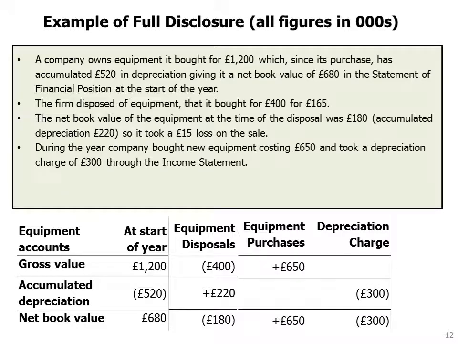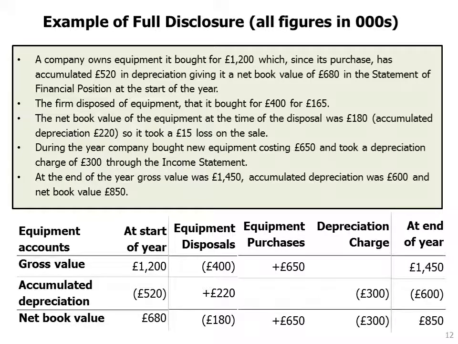During the year, the company bought new equipment costing 650, so that's additions, and took a depreciation charge of 300 through the income statement. Pulling those together, at the end of the year, gross value is 1,450, so that's 1,200, less 400, plus the additions 650. Accumulated depreciation started at minus 520, and 220 went out in terms of disposals, and there was a charge of 300. So at the end of the year, the accumulated depreciation is minus 600, and the net book value is 1,450 less 600, which is £850,000.